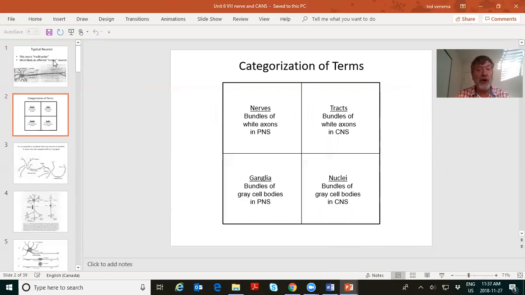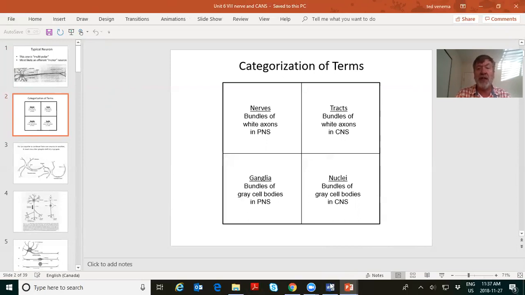Okay, nerves are bundles of white myelinated axons in the peripheral nervous system. Tracts are bundles of white axons in the central nervous system. Ganglia are bundles of gray unmyelinated cell bodies in the peripheral nervous system. Nuclei are bundles of gray unmyelinated cell bodies in the central nervous system.